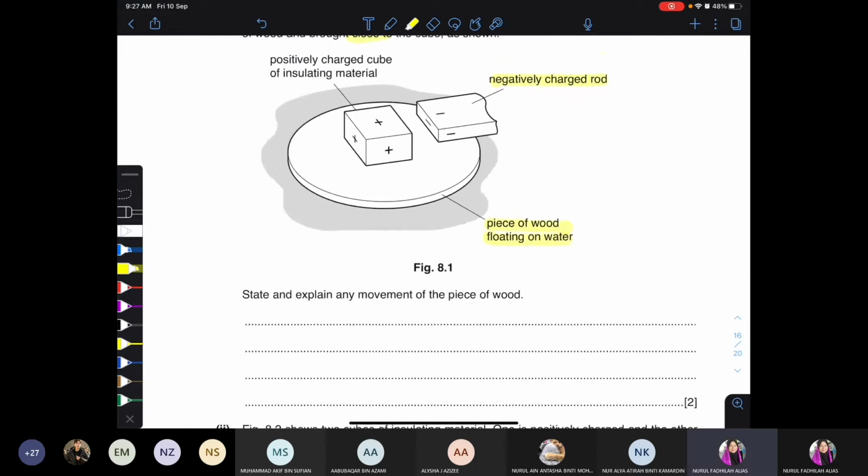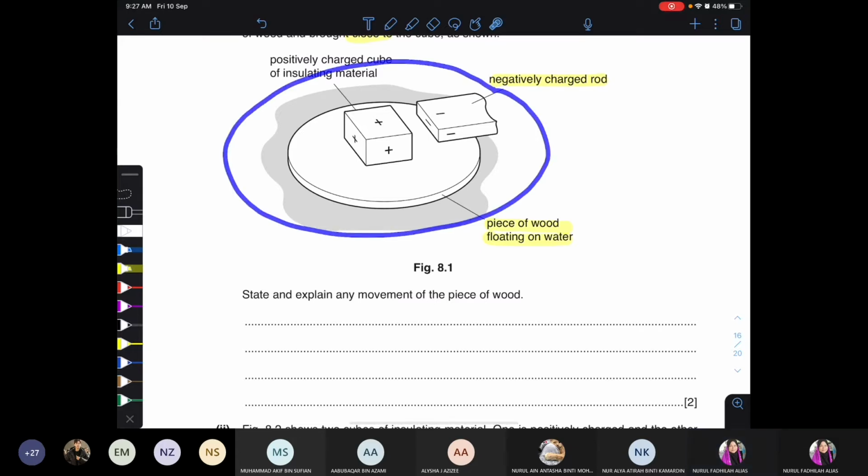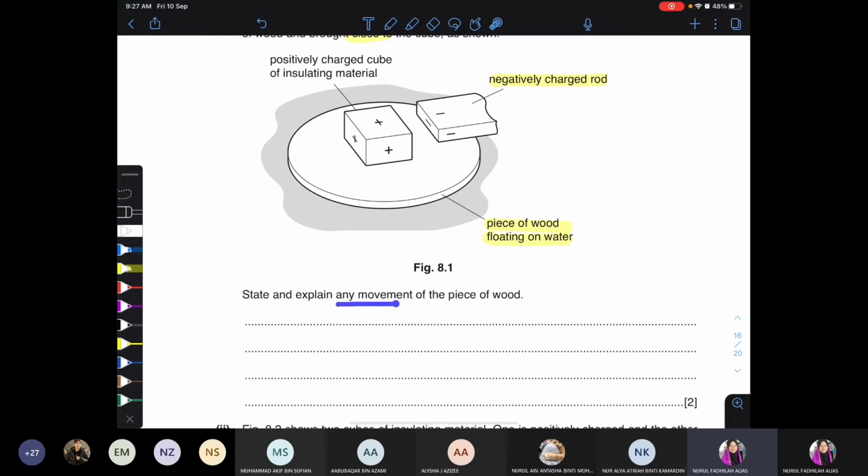Any movement? If you have never experienced this, maybe you have to think about what happened right now. The question says explain any movement. You should talk about any movement. Okay, who moves, they ask? Not the charge, but the wood. So will the wood move?